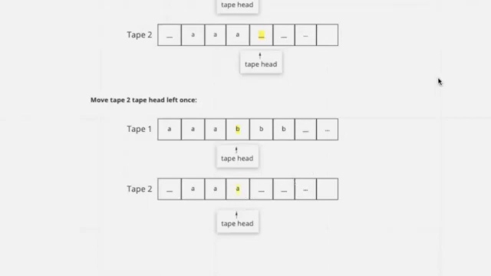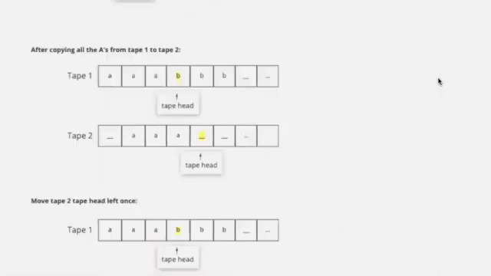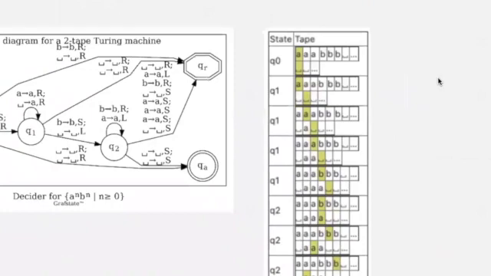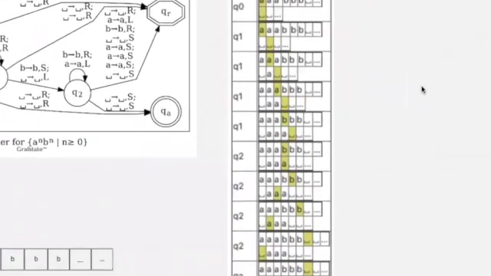Now we'll just move tape 1's tape head right as we read each B, and move tape 2's tape head left as we read each A. We'll know if there's an equal number of A's and B's if both tape heads reach a blank space at the same time. Here's the progression of the tapes after we simulate our string AAABBB on it.